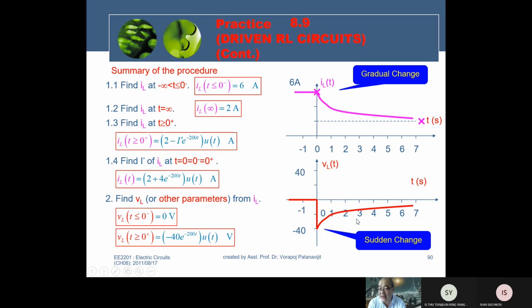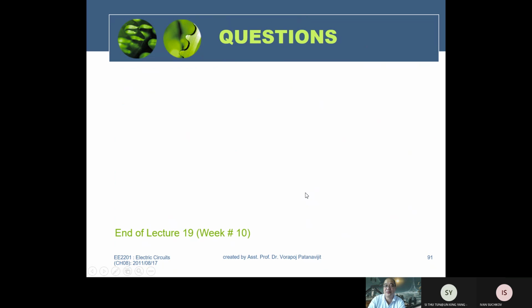After you plot every graph completely, I recommend you observe them again. In this case, IL is possible because it cannot suddenly change. It can only gradually change. And we take advantage of this step for time less than 0 and time greater than 0. For time greater than 0, the current is differentiated and gives you the voltage here. You can see that VL can change suddenly from 0 to minus 40 volt, and drop to 0 too.